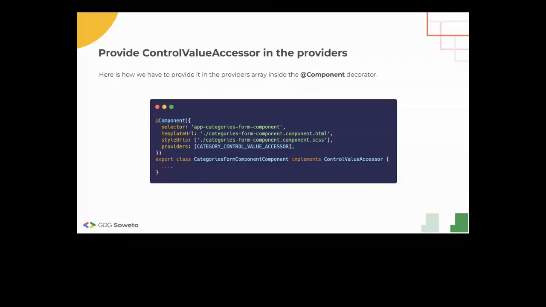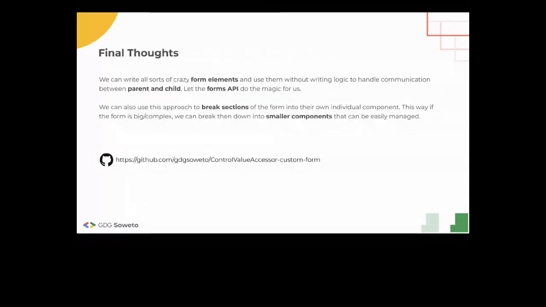Okay, so final thoughts: why we are using this and why we need it. We can do all kinds of complex stuff with the form elements. If we are using that control value accessor interface, we can handle them without extra logic, and we can communicate between the parent and child. So this is a forms API, and this control value accessor is like magic for us if we are using it.